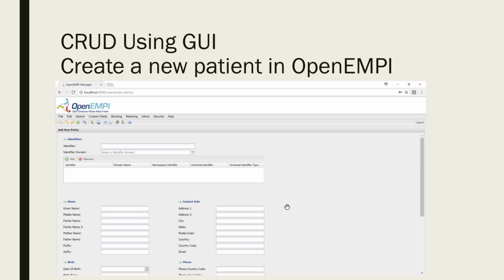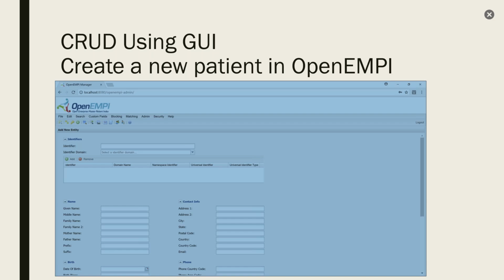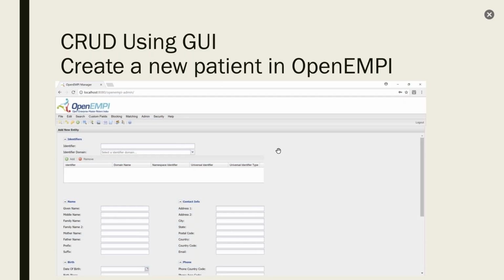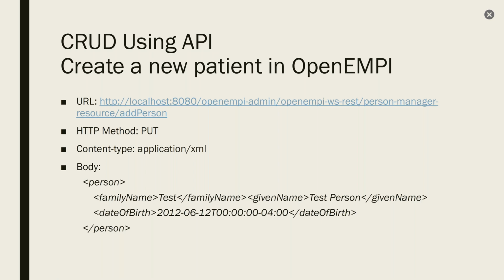Next, after the GUI part, you can also add a new patient in OpenEMPI using the REST API. Here you can use a third-party application like Postman, wherein you can send the XML request that you have.